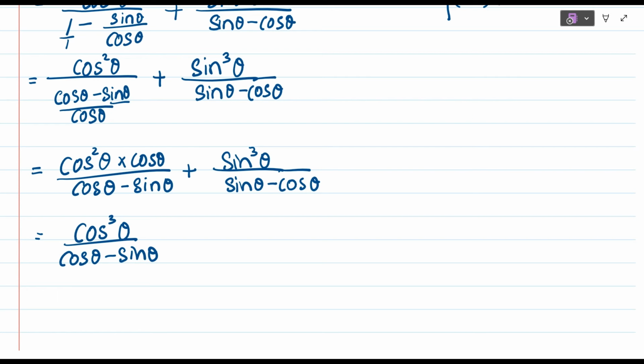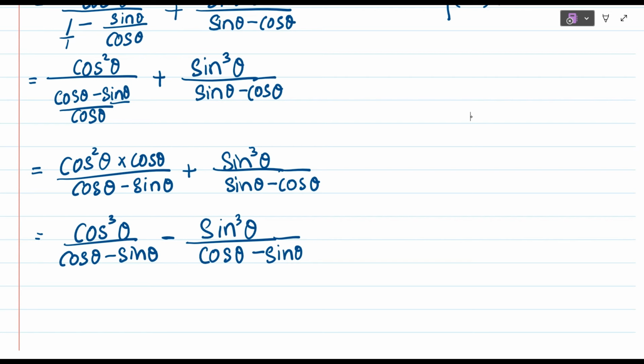And here what I am going to do is, in order to equalize the denominators, in the second term, I am going to take out one negative sign. So sin cube theta, in the denominator I have taken one negative, so cos theta minus sin theta we will get. So why I have done this is to solve easily, I have equalized the denominators.